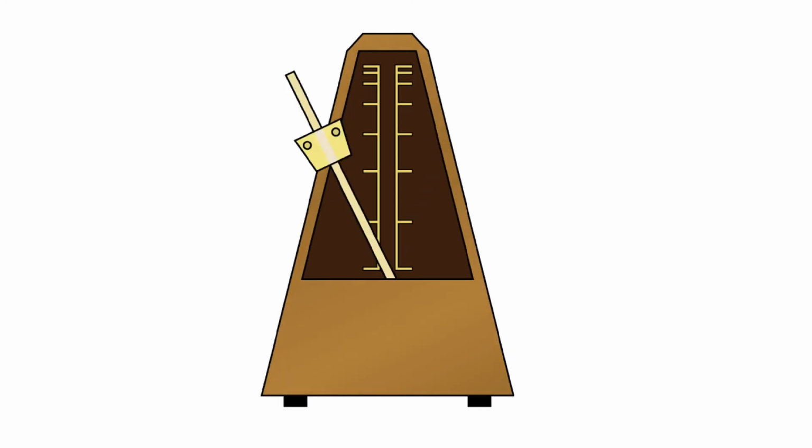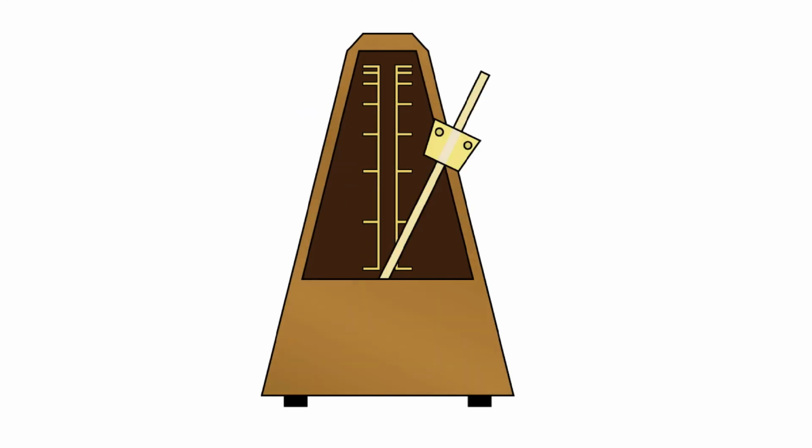The sound you hear is coming from a metronome. The metronome click is what we refer to as the beat. Each time the metronome clicks, the player counts to the designated number like this. 1, 2, 3, 4, 5, 6, 7, and so on.